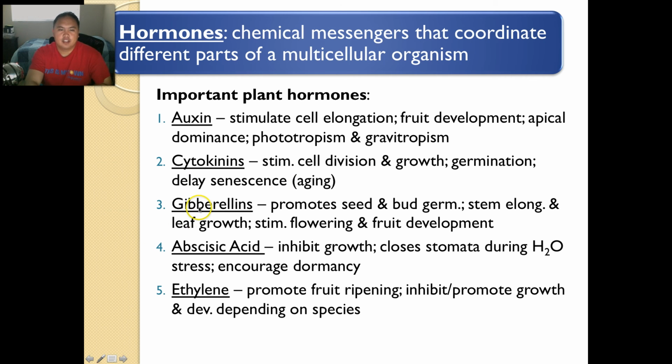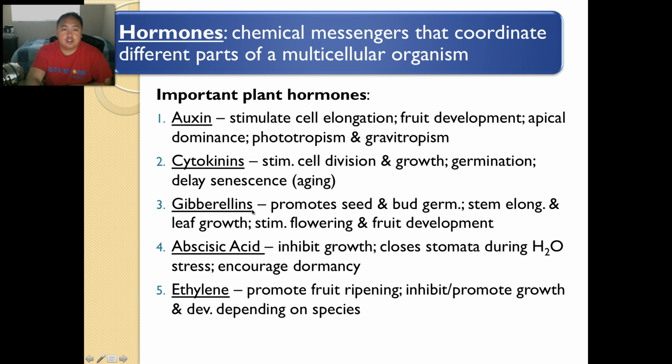Okay. Gibberellins, they promote seed and bud germination, also stem elongation, leaf growth, and also they do the flowering and the fruit development. So if I have more of this hormone, then it tells the plant, keep making flowers, keep making fruits. Abscisic acid, it inhibits growth. What happens is that it closes its stomata during water stress. So basically, if there's too much water or too little water, this messenger basically tells the plant to stop growing and to close.